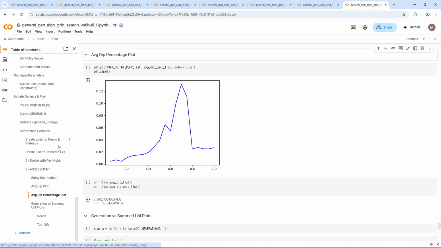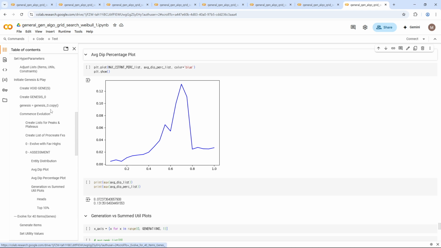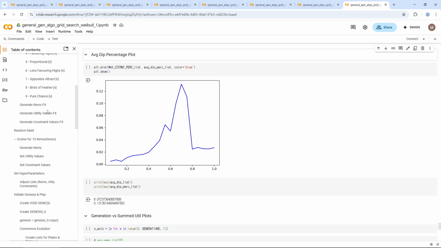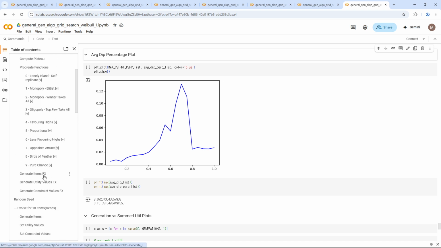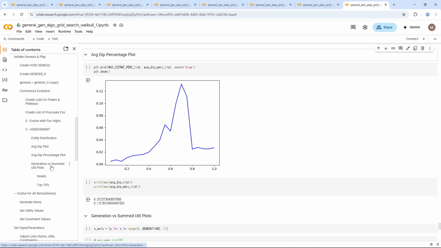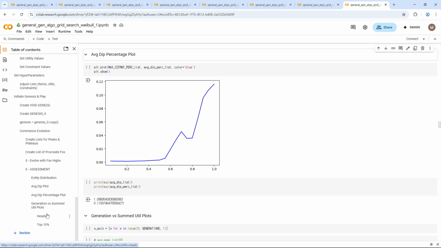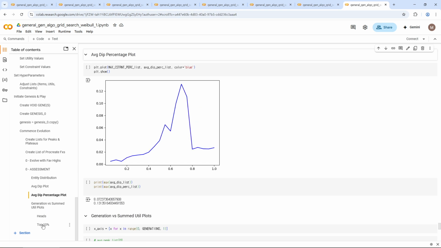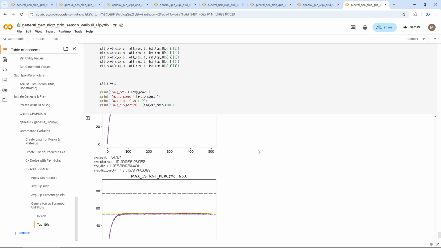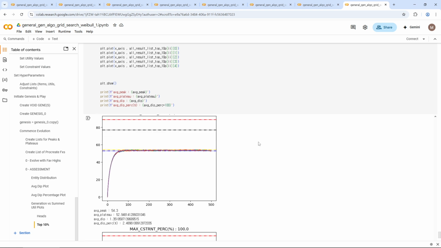Yeah, I think that's one of the reasons why when we only have 10 items, this happens, but when we have 100 items, that doesn't happen. So that's all 7 notebooks.